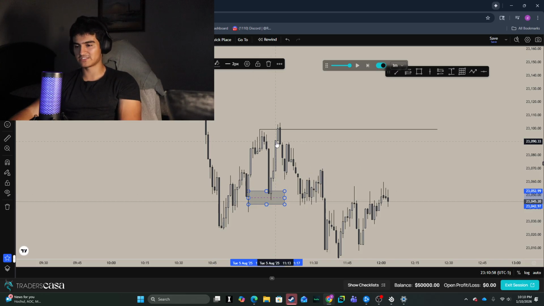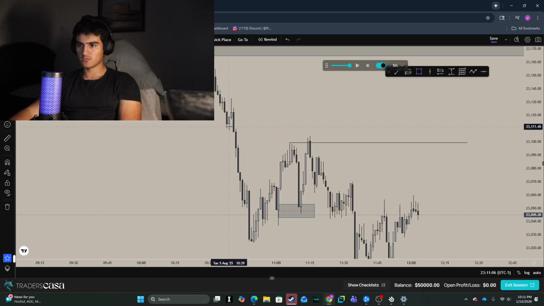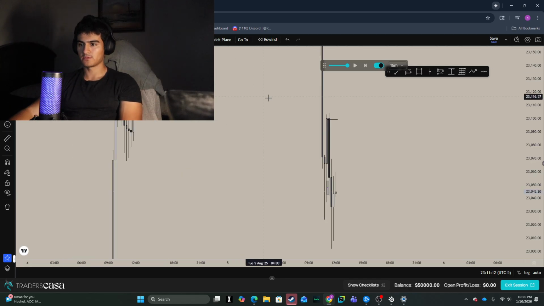It would have been a nice trade, but we have nothing. We just have the inverse here all by itself. But yeah, we also have these bearish gaps right there. Very cautious type of trade.